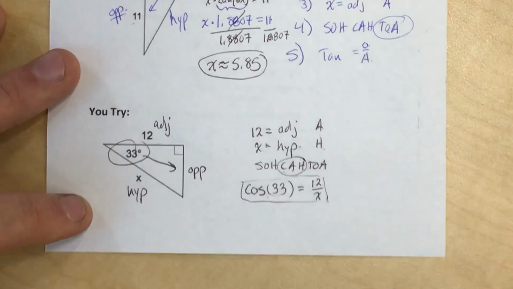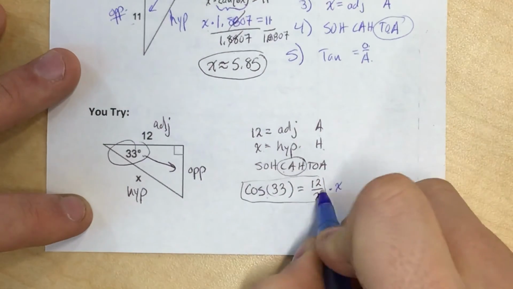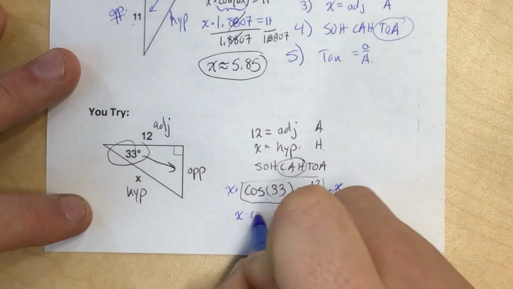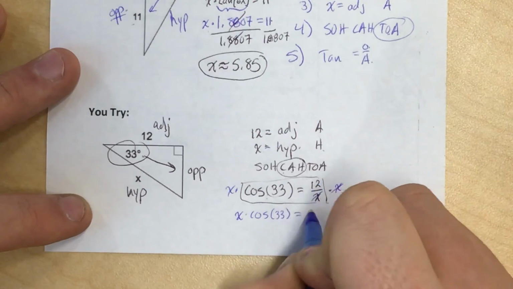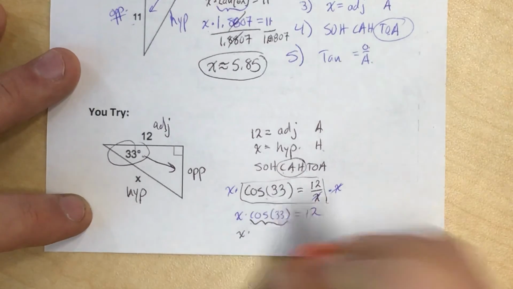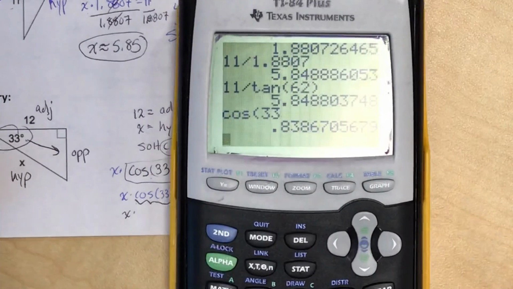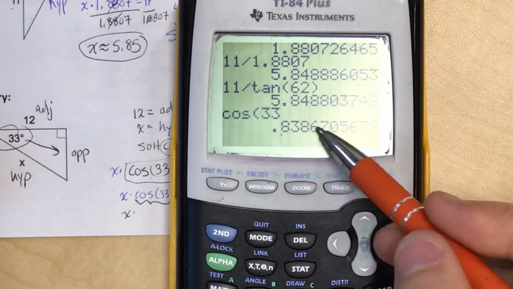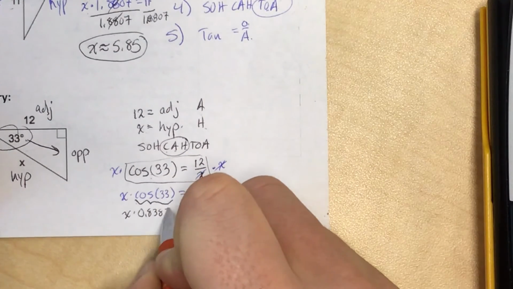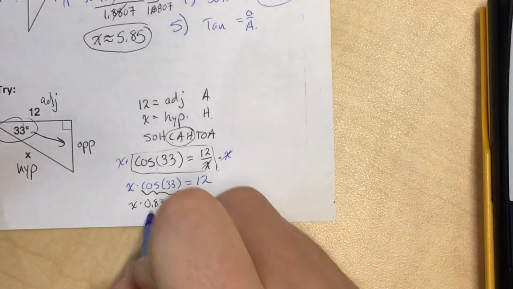Now we are going to solve for X. Multiply by X, because we're eliminating that denominator if X is in the denominator. So you get X times the cosine of 33 is equal to 12. But the cosine of 33, remember, we can put that into our calculator and take the cosine of 33, and that's 0.838. I'm going to round this to 0.8387. So X times 0.8387 equals 12.